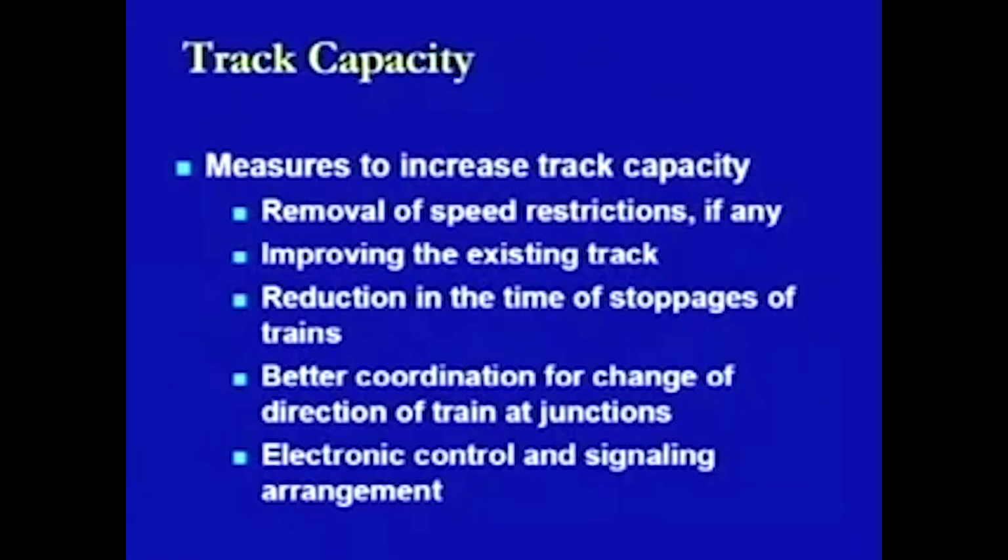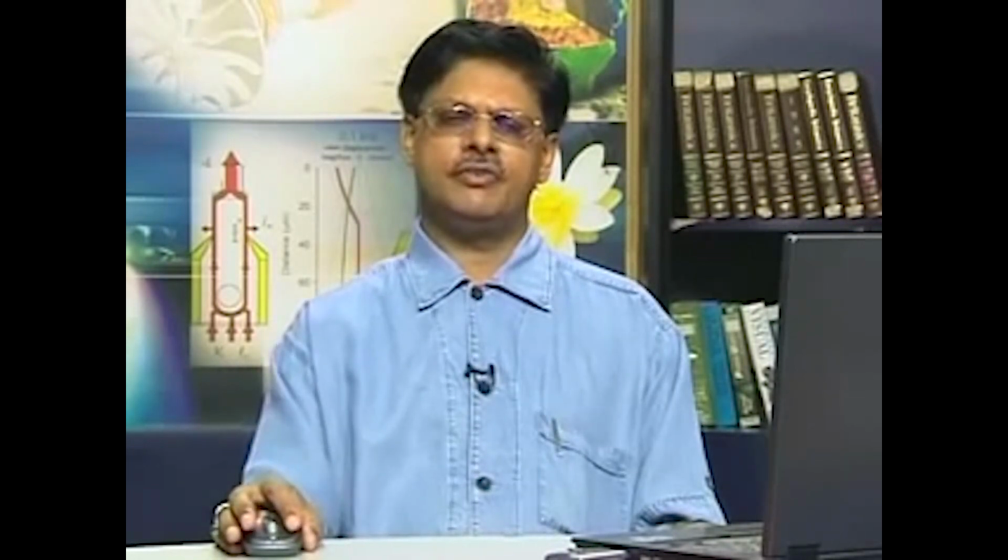Electronic control and signaling arrangement is another aspect of increasing the track capacity. If we have the most modern signaling systems or electronic control systems by which we can find out the movement of the trains on all the tracks, then there is a possibility of reducing the distance between the two trains which are moving on the same track in the same direction, still maintaining safety and thereby increasing the track capacity. So these are some of the aspects associated with increasing the track capacity, and they also have some effect on the speed of movement of the trains on the same tracks.